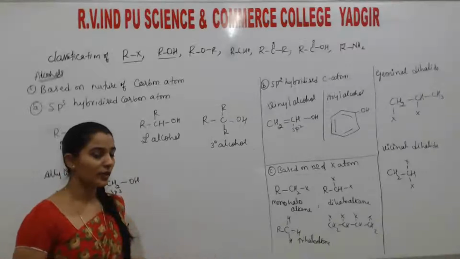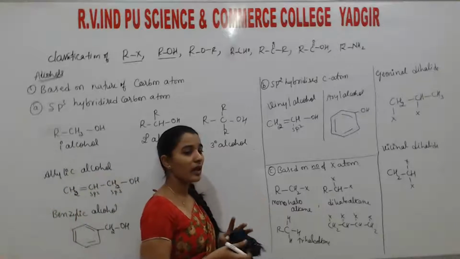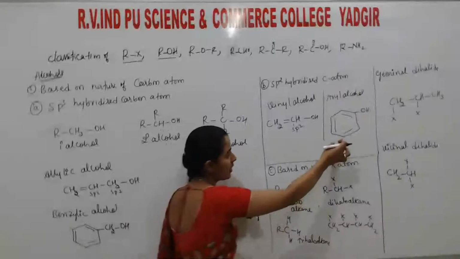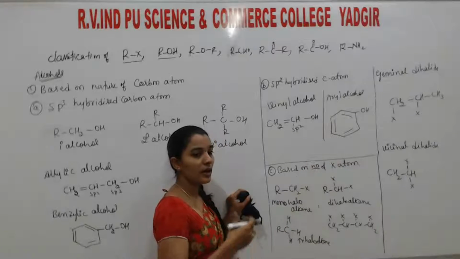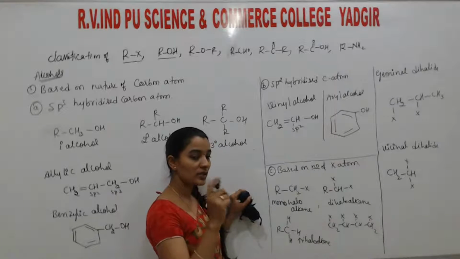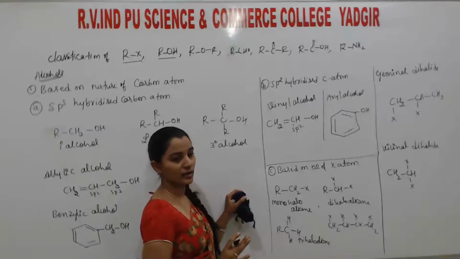Okay, haloarenes is different. Later I will say. In that there is no classification. In alcohol, in haloalkanes and haloarenes, there is no other classification. Of course, they are directly called aryl halides and aryl alcohols. In that, only one classification, that is mono, di, tri. Okay, this is the main classification.